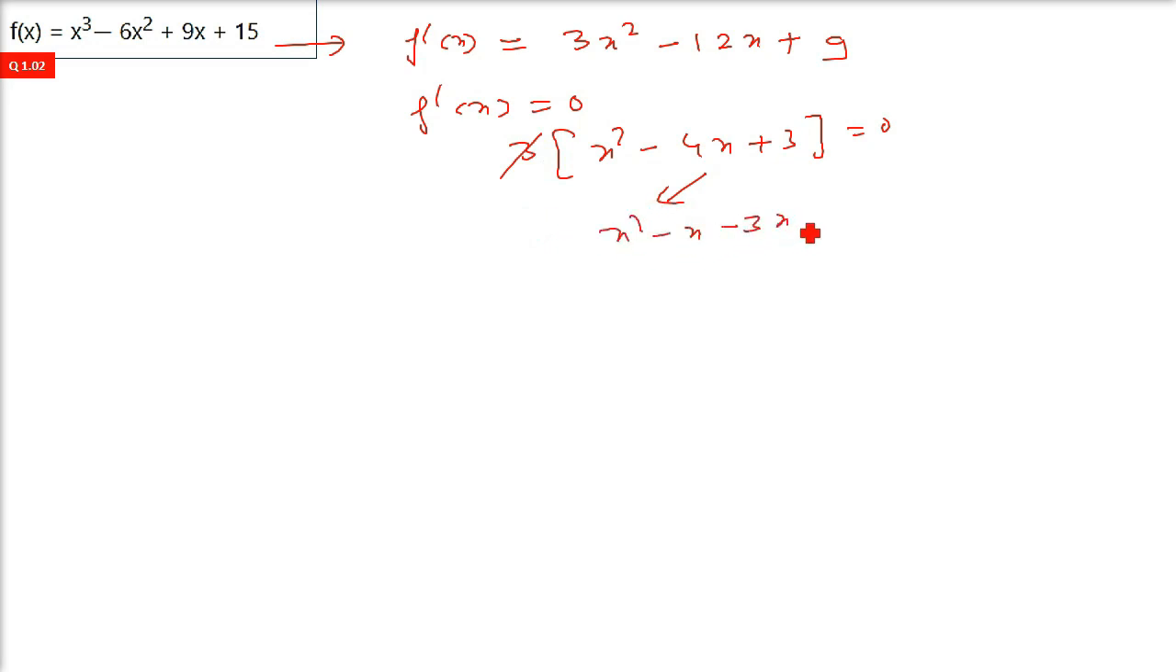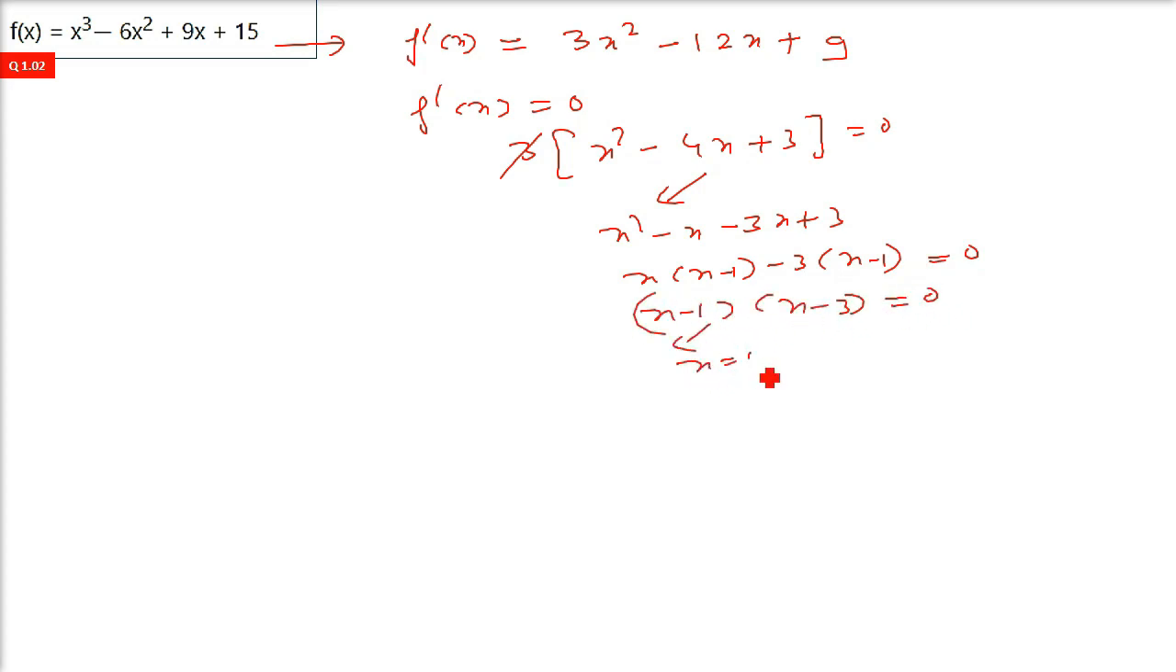So it will be x squared minus x minus 3x plus 3. You can take x common. It will be x(x minus 1) minus 3(x minus 1). Eventually you got 2 factors here, x minus 1 and x minus 3. And f'(x) equals 0 when x will be equal to 1 and x equals to 3.